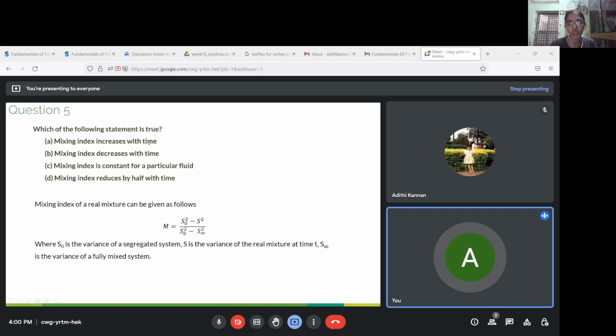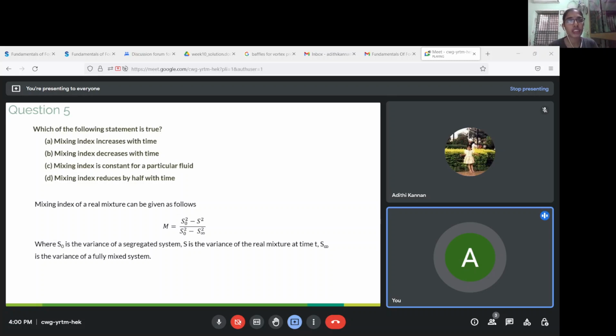So at time t equal to 0, you will have two completely segregated components. At, say, time t equal to infinity, you will have a proper mixture of the two components. So your mixing index at each time point will vary. That will give you the degree of mixing that has happened at that particular time t.